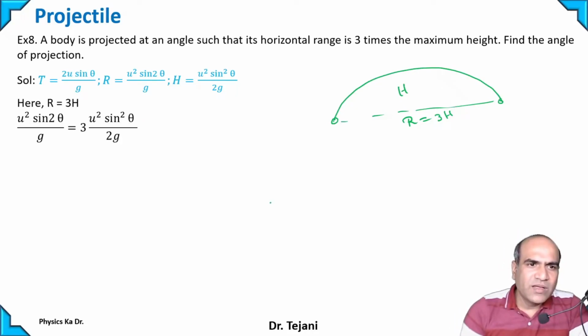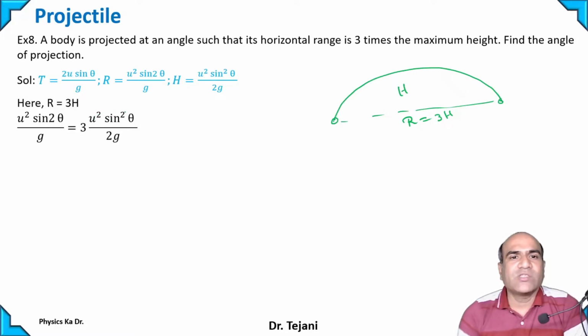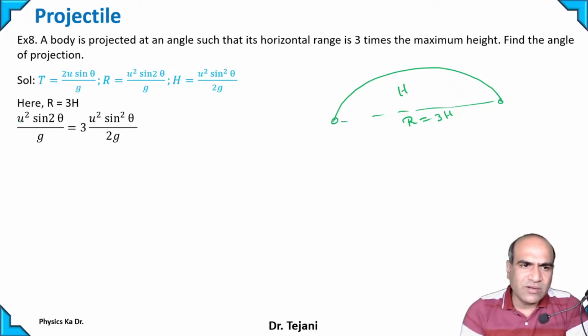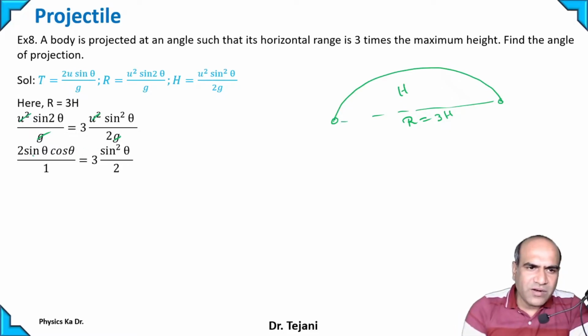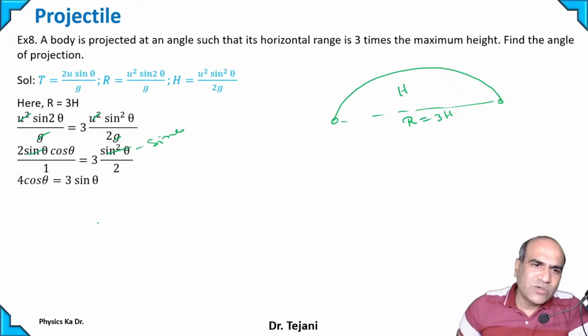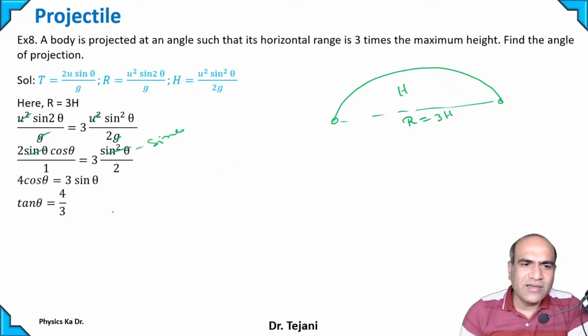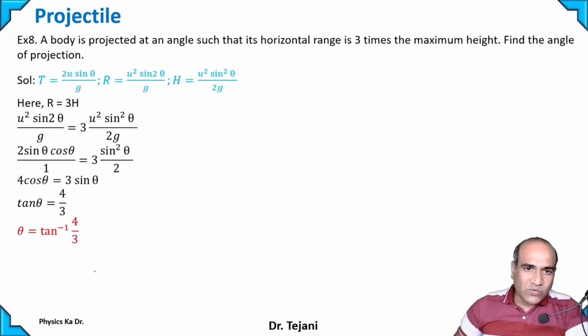Let's put R is equal to u square sine 2 theta by g, equal to 3 times u square sine square theta by 2g. U square you can cancel, g you may cancel out. What is sine 2 theta? 2 sine theta cos theta. We can remove one sine here, and then 4 cos theta is equal to 3 sine theta. So we can write tan theta is equal to 4 by 3. So theta is tan inverse 4 by 3.